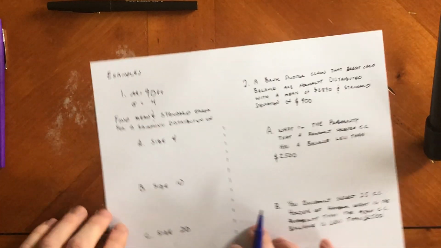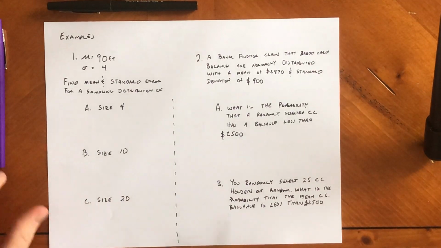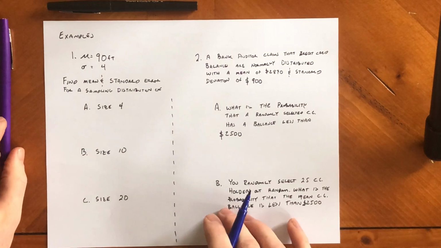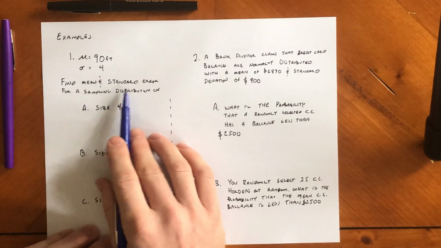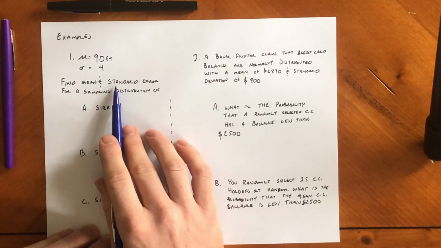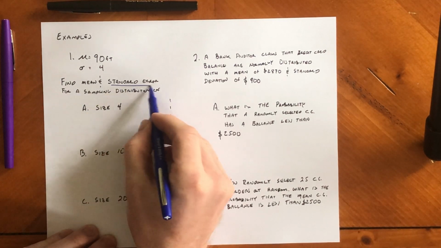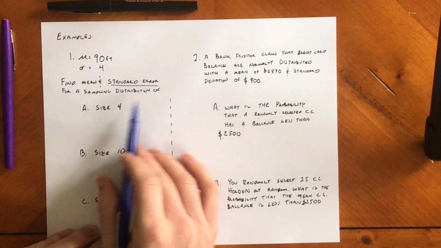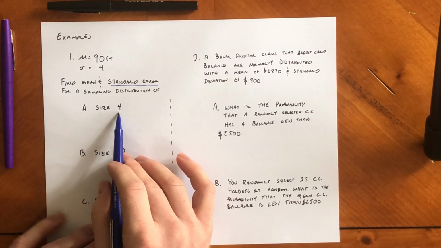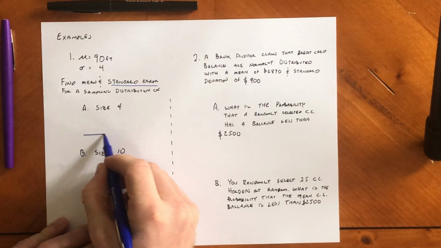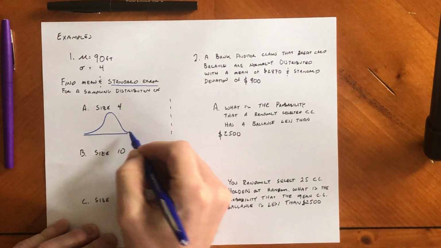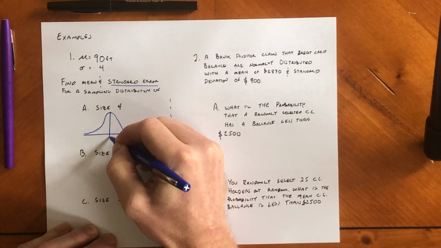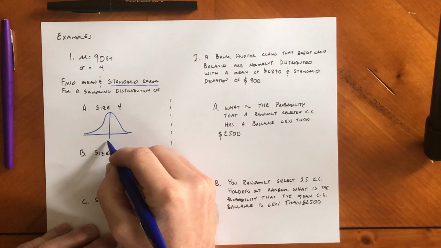Let's do a couple examples. So the mean and the standard deviation. So these are the population mean and the population standard deviation. Find the mean and standard deviation. We don't call it standard deviation in a sample, we call it standard error for a sample distribution of size 4. So if I wanted to find this, the mean is going to be the same as my mean in my population. So the mean is going to be 90.